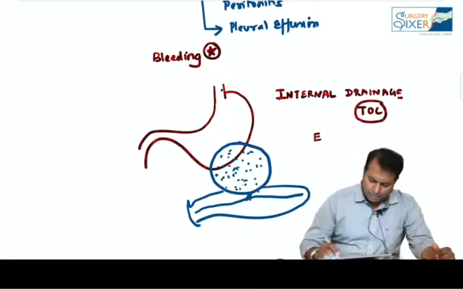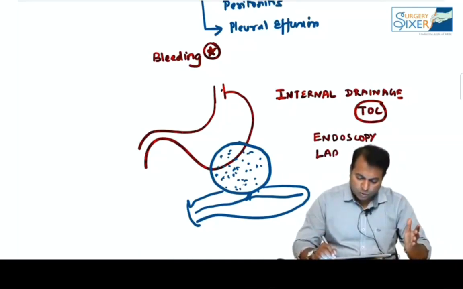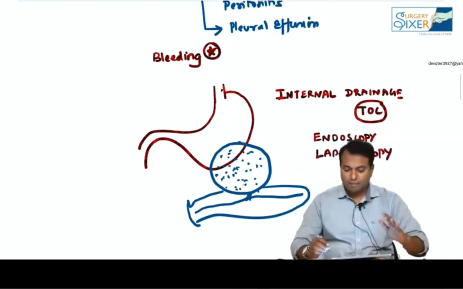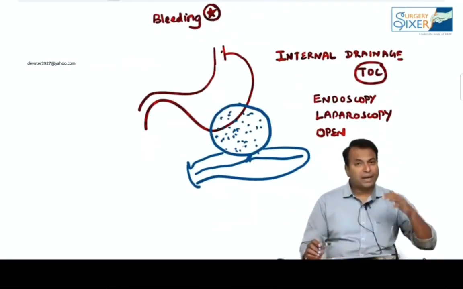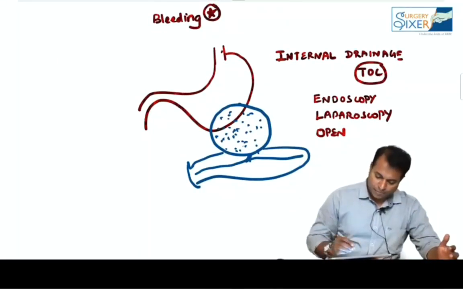It can be done by endoscopy. Please remember, it can be done by endoscopy. It can be done by laparoscopy. It can be done by open surgery. So there are many methods of doing internal drainage: endoscopy, laparoscopy, or open method. That is known as cystogastrostomy.